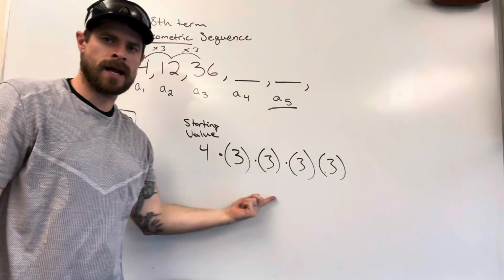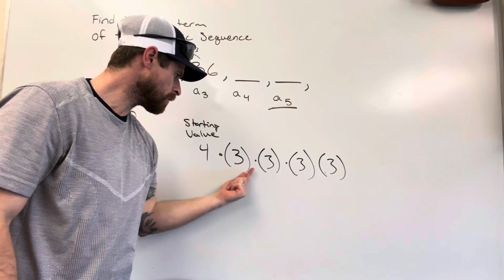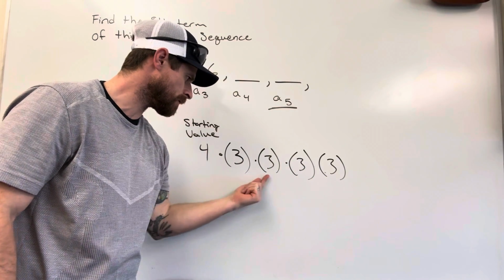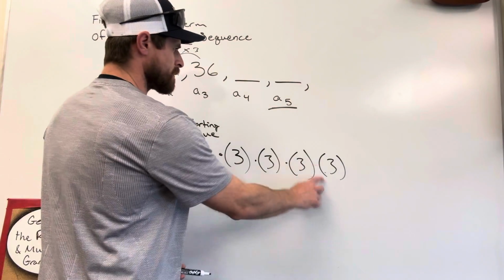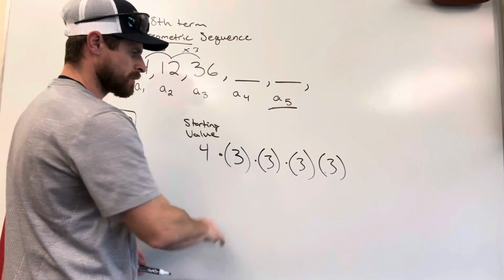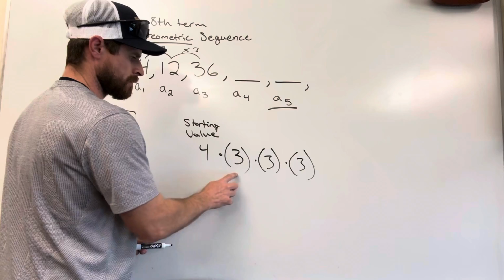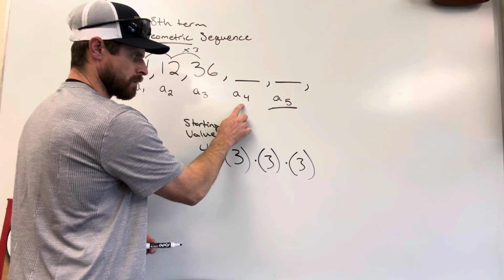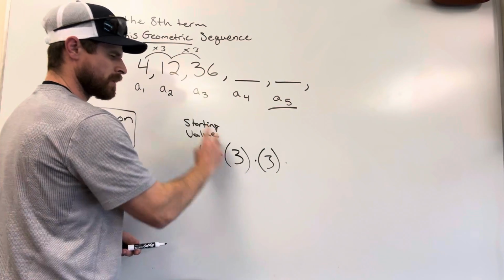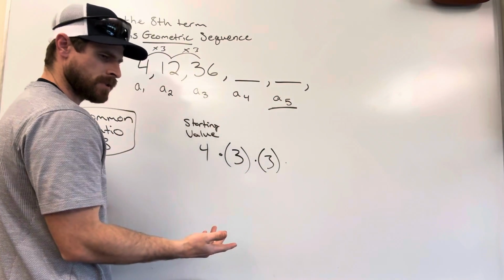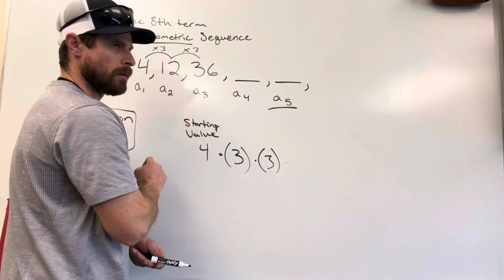But if you look here, how many 3's do I have? 1, 2, 3, 4. 4 3's, but we're on the 5th term. Let's erase one, which will bring us back to the 4th term. Now there's only 3 of them, but we're on the 4th term. Let's erase one. But now we're going to be on the 3rd term, but there's only 2. So it almost appears like there's always one less of these 3's than the term we're on.